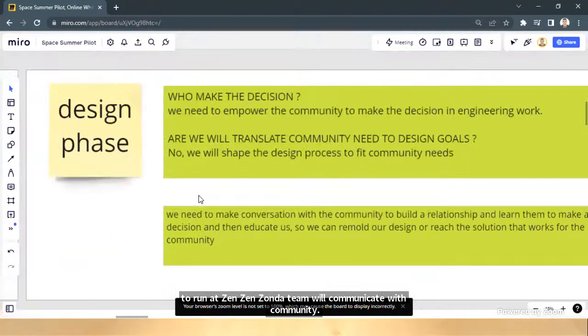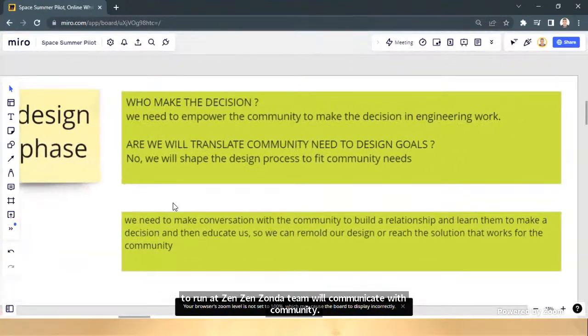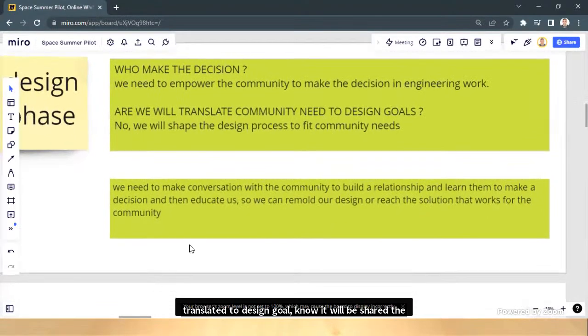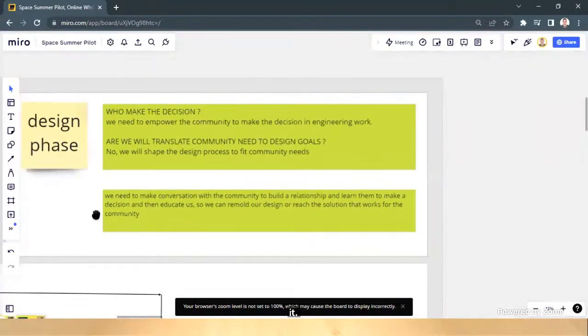Another phase is the design phase. Actually, the difference in this phase is who will make the decision. Does the community have the ability to make a decision, or only the engineers? We need to empower the community to make decisions in engineering work. So will these needs from the community be translated into design goals? No, they will shape the design process to fit the community's needs. We also need to have conversations with the community to build a relationship and learn how they make decisions, and then they educate us so we can remold our design or reach a solution that works for all communities.